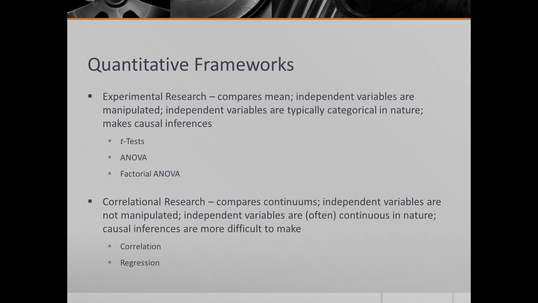So there could be a treatment group and a control group, a post-test and a pre-test, a placebo group, a no treatment control, and so forth. And these are the techniques that are typically used in experimental research. So the means are being compared, the independent variables are manipulated. That means the researcher is actually causing participants to experience different conditions. Usually the independent variables are categorical in nature, and the idea is to make a causal inference.